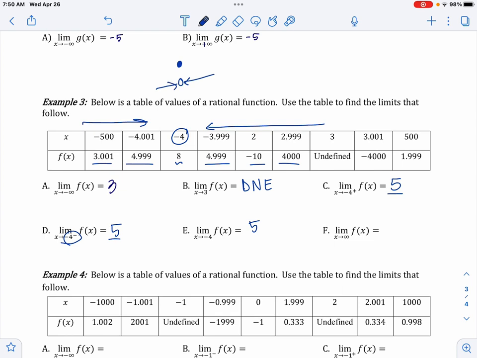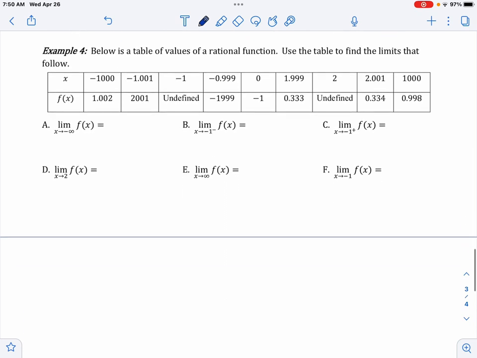Lastly, the limit as x approaches infinity. So I'm going to look, my x value is going this way, look at these values and see what's happening. Negative 4,000, 1.9999, so that is 2. All right, go ahead and pause the video and try this last one on your own, see how you do. The limit as x approaches negative infinity. You look at your y values, they're getting closer and closer to 1.